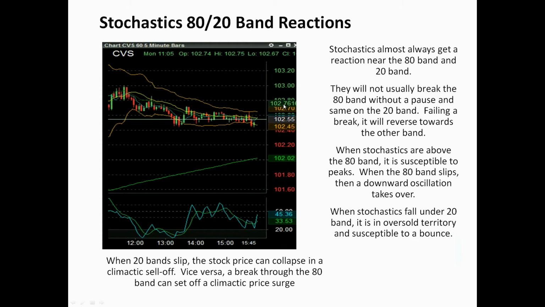So what do we want to see from the stochastics? What we want to see is that the 80 band and the 20 band are basically bumpers. These are the first bumpers. All indicators are lagging indicators in reality, Silk Road. Wouldn't you agree?